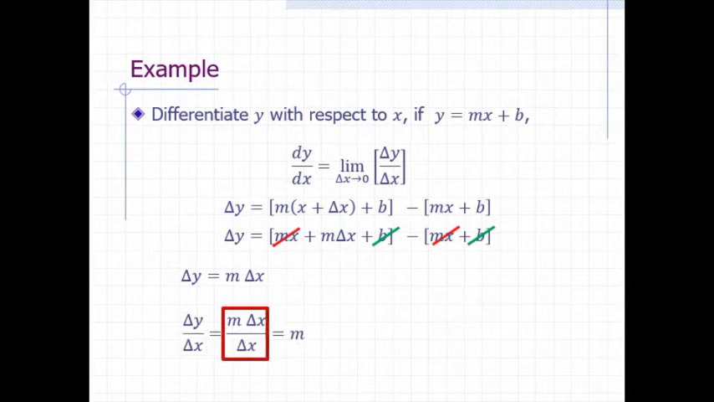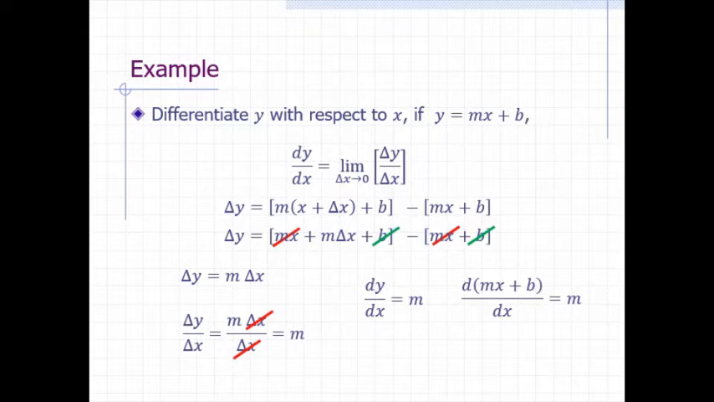Dividing both sides of this equation by delta x, we get the ratio of delta y to delta x, which we can simplify to just m. So what happens when delta x becomes very small? This ratio is still equal to m since m is a constant. Therefore, if y is equal to mx plus b, the derivative of y with respect to x is equal to m. We can also say that the derivative of mx plus b with respect to x is equal to m. We can also say that y prime of x is equal to m.